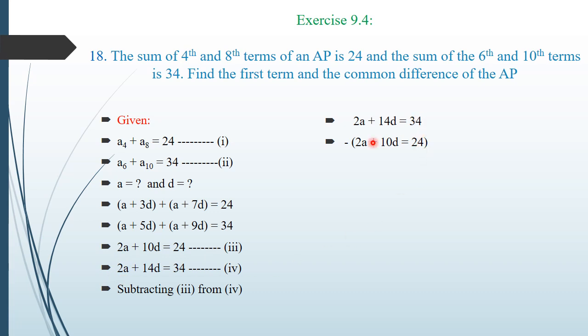The fourth equation I will write first, that is 2A plus 14D is equal to 34, and I'll subtract the third equation, that is minus, and put the entire equation into a bracket, meaning this minus sign is applicable to the whole equation. Therefore 2A minus 2A gets cancelled, then 14D minus 10D, then 34 minus 24. 14D minus 10D is 4D, and 34 minus 24 is 10. Therefore when I solve, I get the D value as 10 by 4, that is 5 by 2.